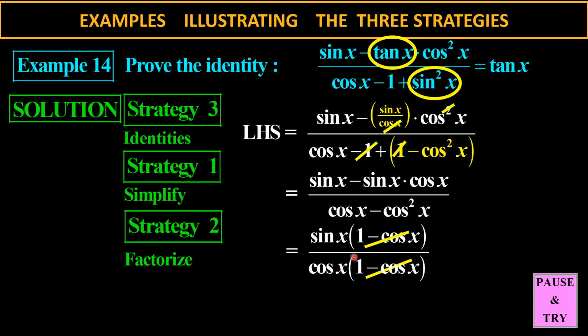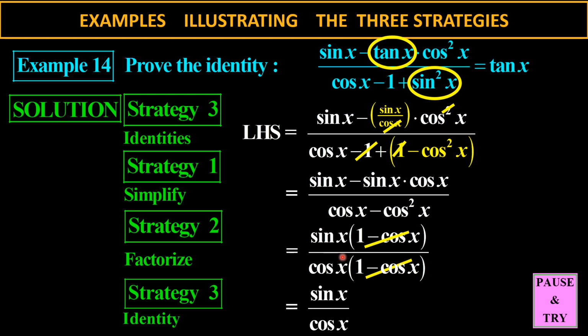Now if I look at that, nothing further to cancel, nothing to factorize. Any identity? Yes, we see the identity, obvious. Sine x over cos x is equal to tan x. So I apply my identity. Sine x over cos x, that's tan x. And tan x there is equal to the right hand side. So again there we prove the left hand side equal to the right hand side. So we've proved the identity there.